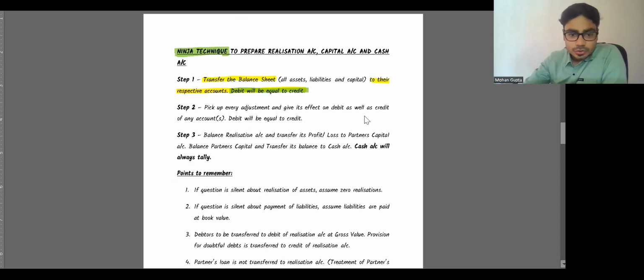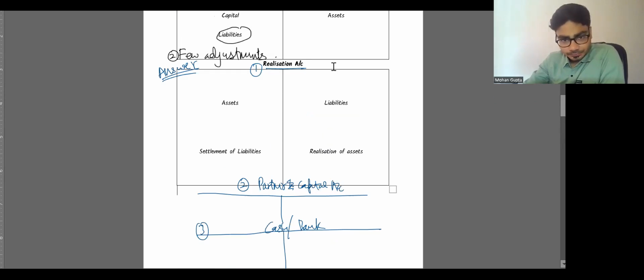The next step is to pick up every adjustment and give its effect on the debit and credit side. Debit will be equal to credit. Again, debit will be equal to credit. So now you have covered the balance sheet. You will come to adjustment.